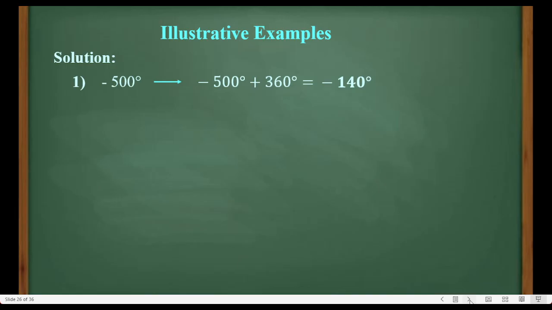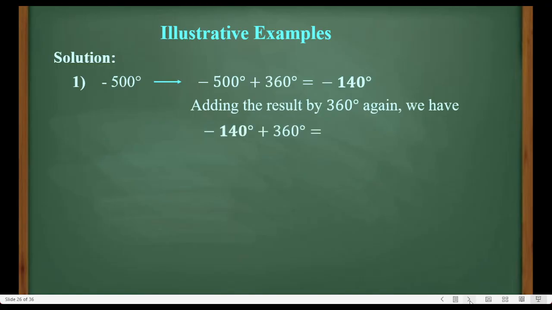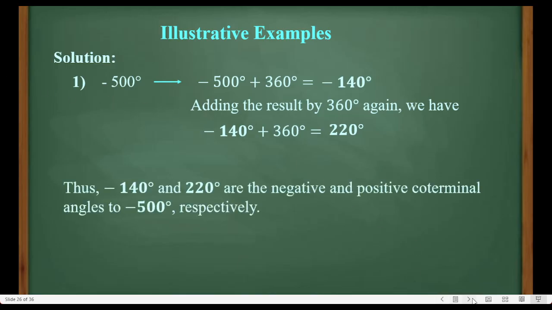Now, what about the positive coterminal angle? Basically, taking this result, we add 360 degrees again. So we have 220 degrees, which is the positive coterminal angle to negative 500 degrees. Therefore, the two angular measures coterminal with this one are what? Negative 140 degrees, which is the negative coterminal, and the positive coterminal, which is 220 degrees.